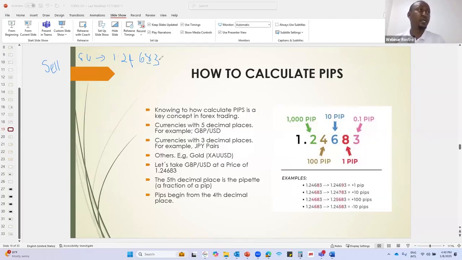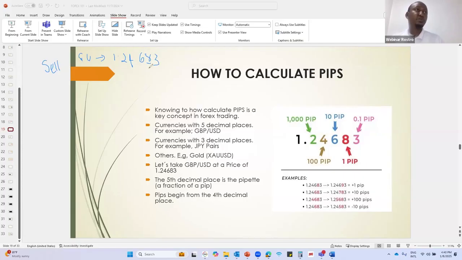So the third decimal place is what we call a fraction of a pip. All right, this is what is called a fraction of a pip. Basically we call it points. So 10 points equates to 1 pip. So if this increases from 3 to 4, 5, 6, 7, 8, 9, 10, we add 1 pip. So this is what is illustrated here.